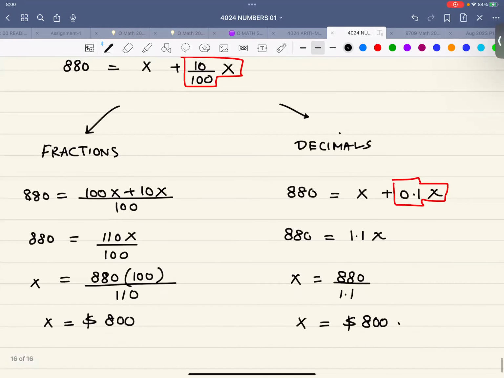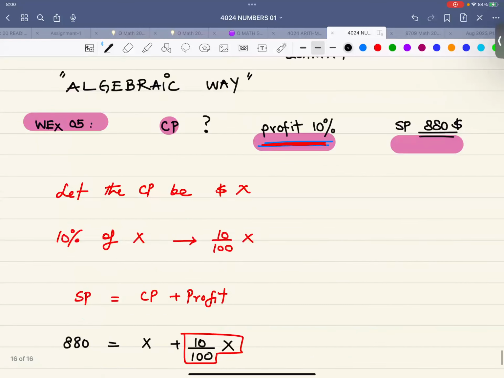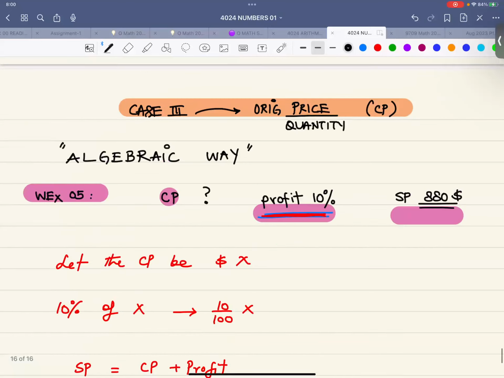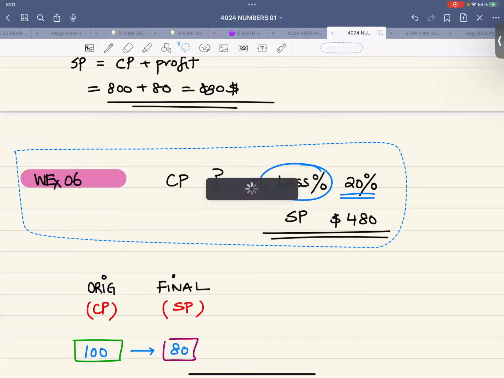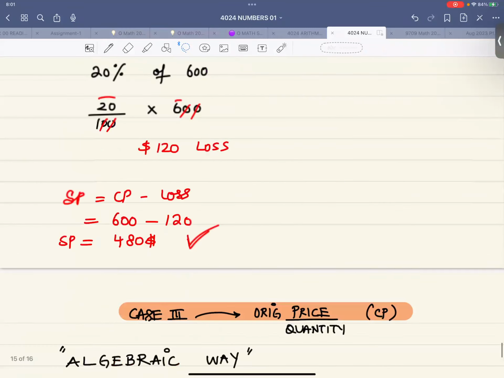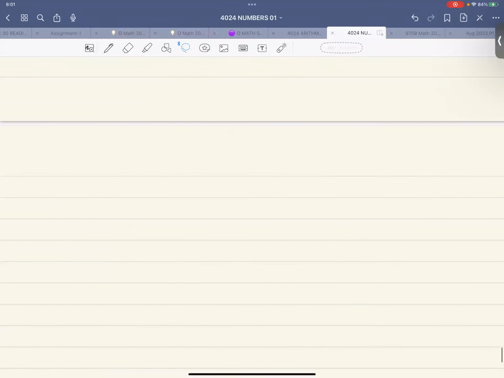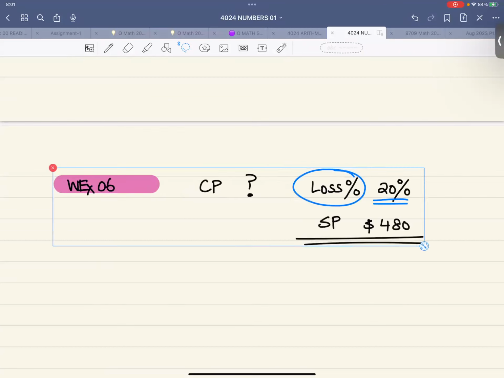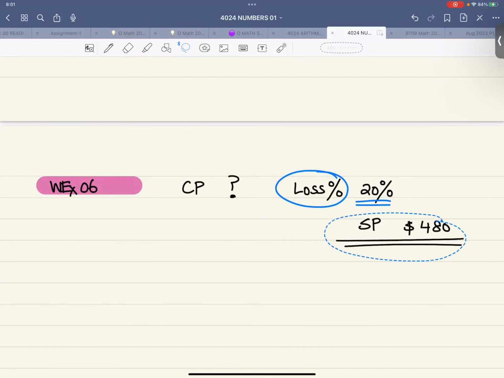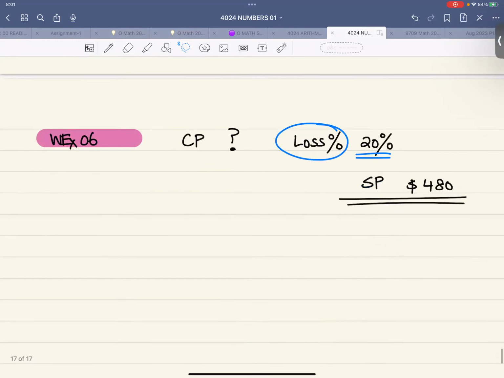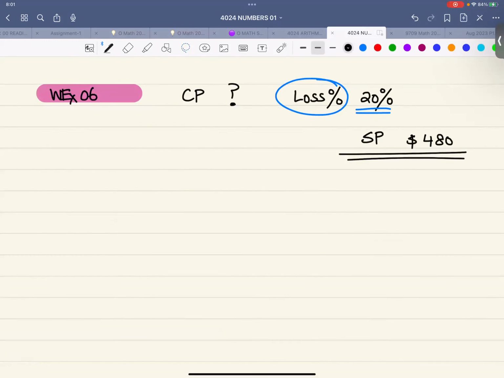Similarly, let me also do worked example 6 using the same method, so that you have everything on record. Yes, you know both the methods, but definitely you should try the one which is easier. And let me write it over here. So now again, let me write this value. Let the cost price be X dollars.